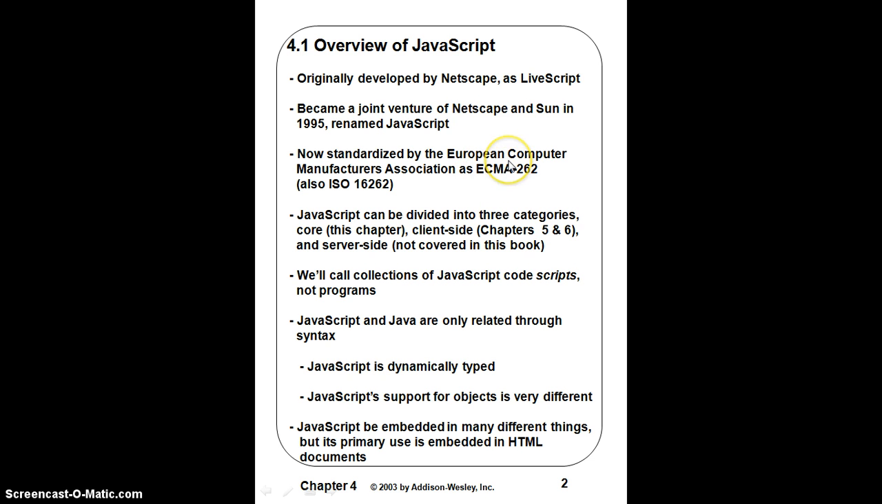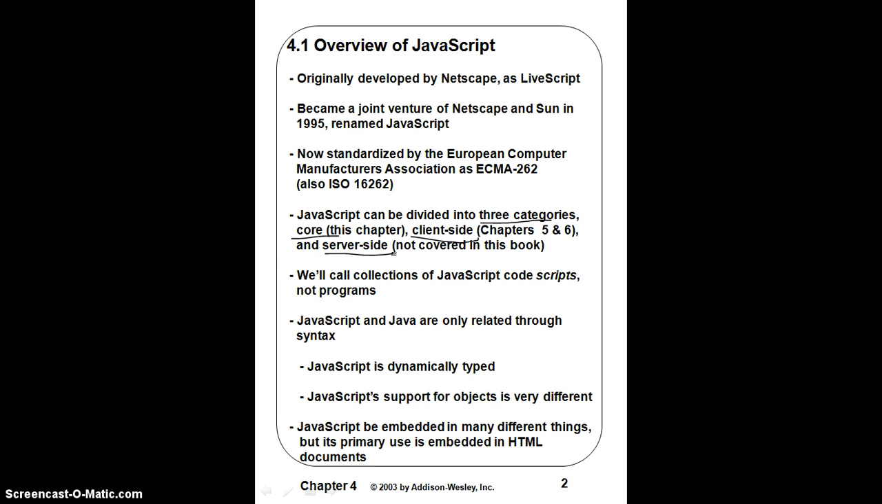ECMA is abbreviated as European Computer Manufacturers Association, and it is also standardized by one more unit, that is ISO. It is ISO 16262. JavaScript is divided into three categories: one is the core part of JavaScript, another is client side JavaScript, and the last one is server side JavaScript.